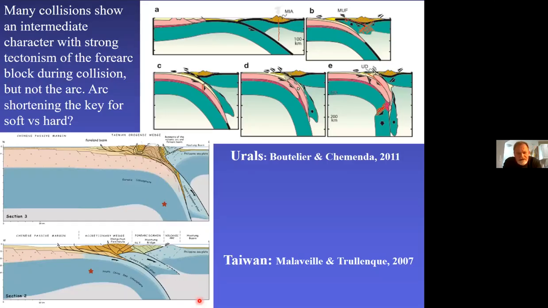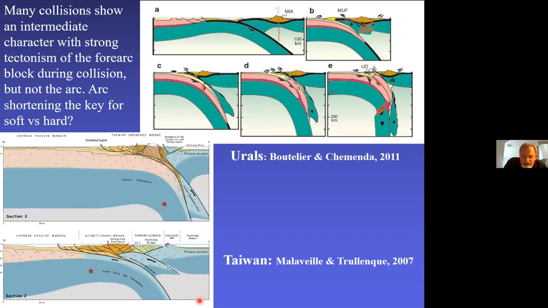So here, another example in the Urals, and compare it to Taiwan. And in both cases, you will see that the penetrative deformation and metamorphism is typically localized in the lower plate. But in both cases, also the forearc is strongly deformed and partly subducted, both in the Urals and in Taiwan. But the arc basically remains untouched. The Magnitogorsk arc in the Urals and the Luzon arc in Taiwan.